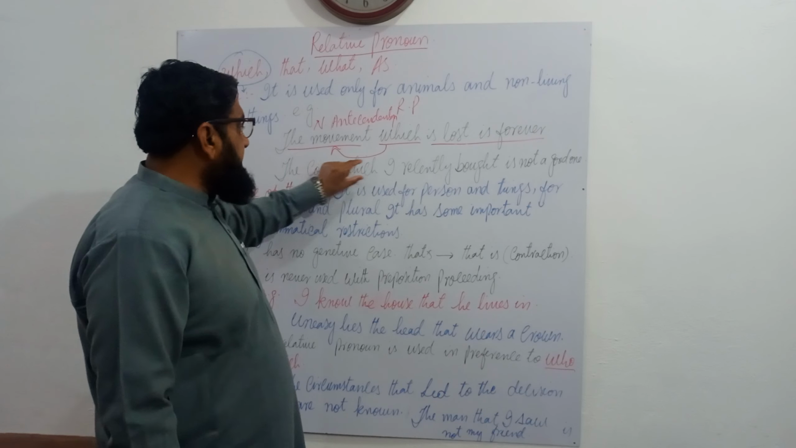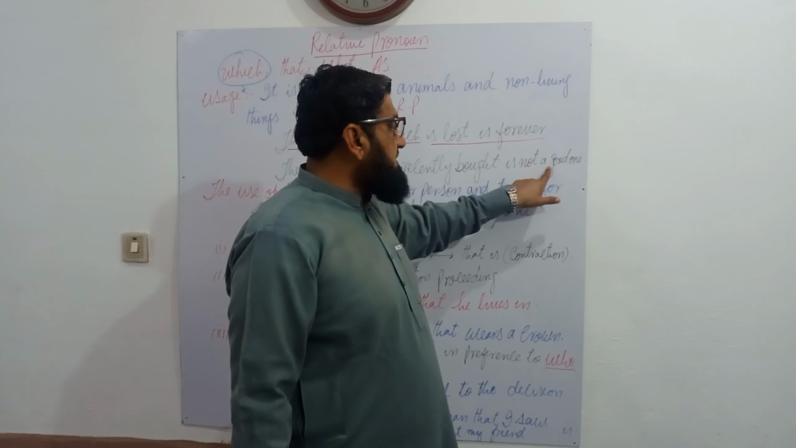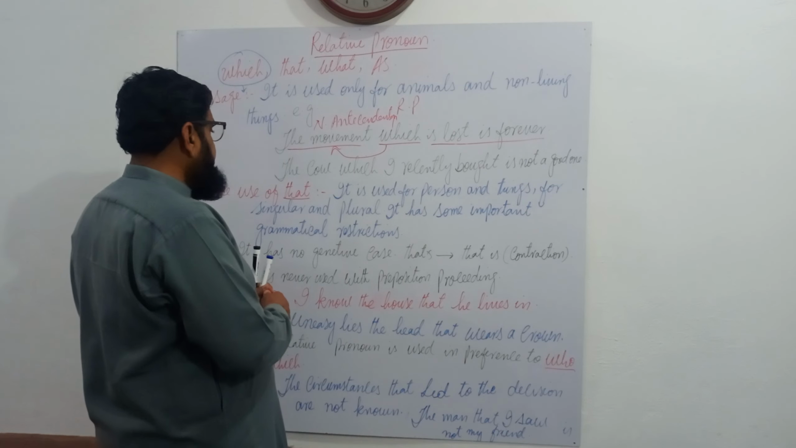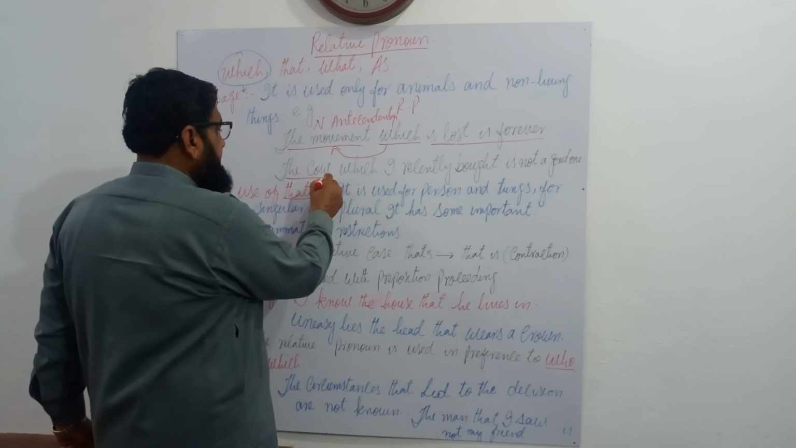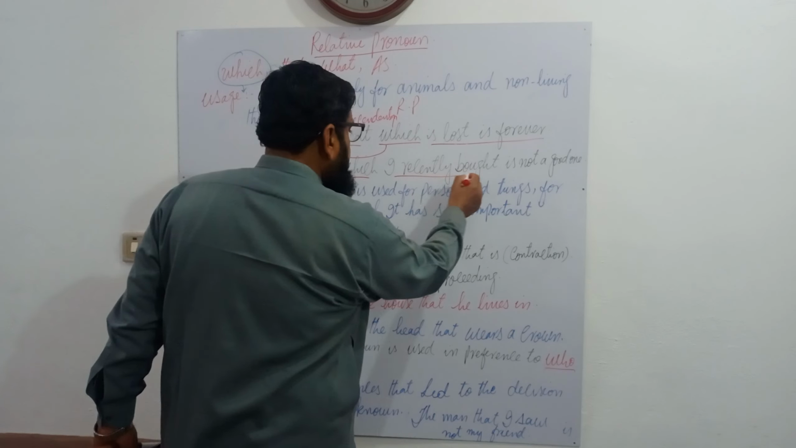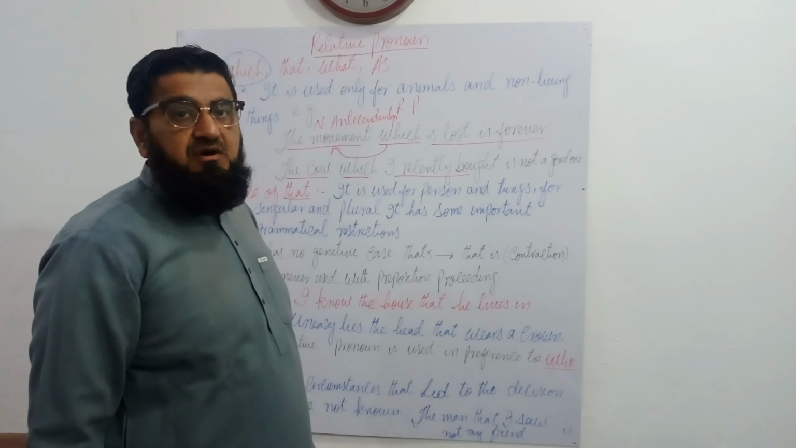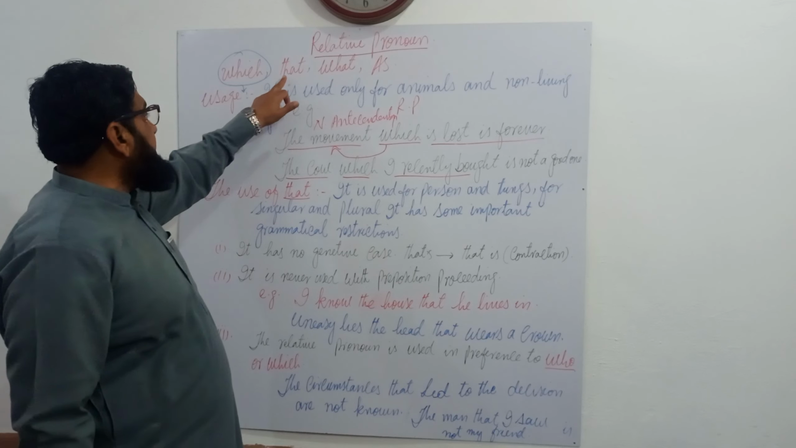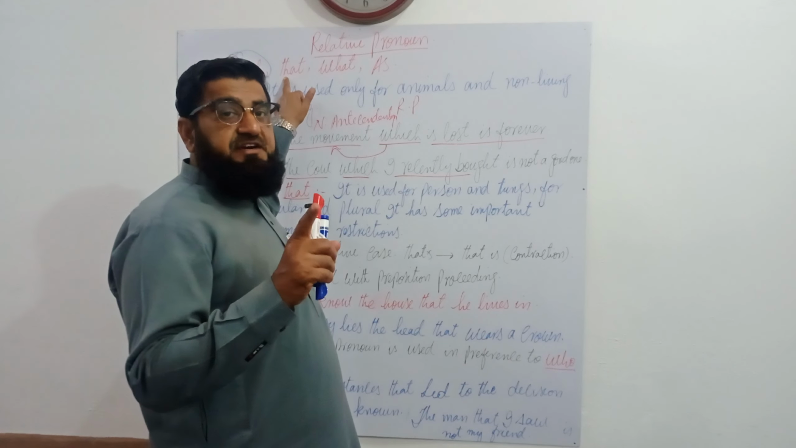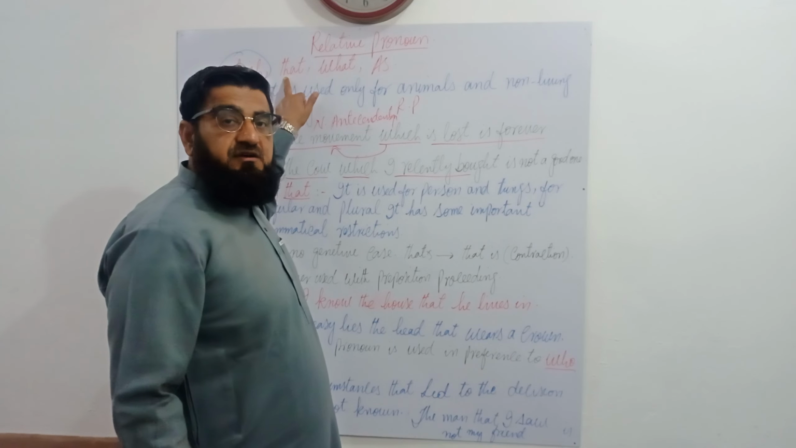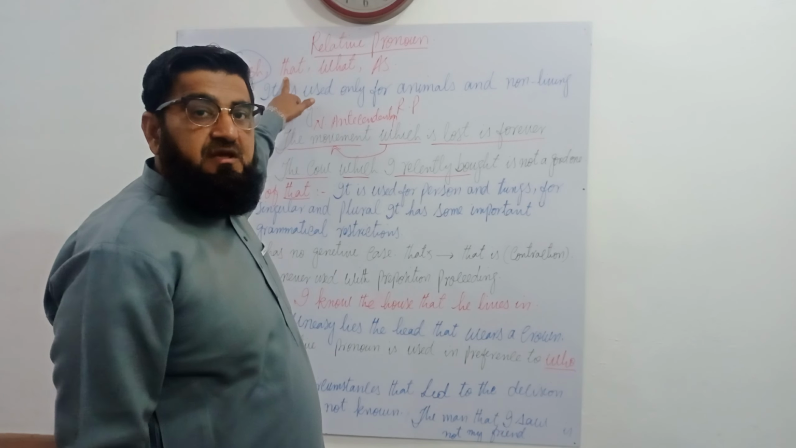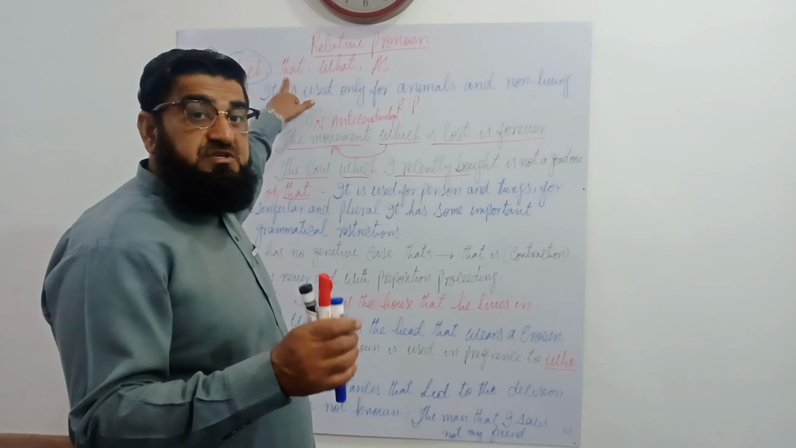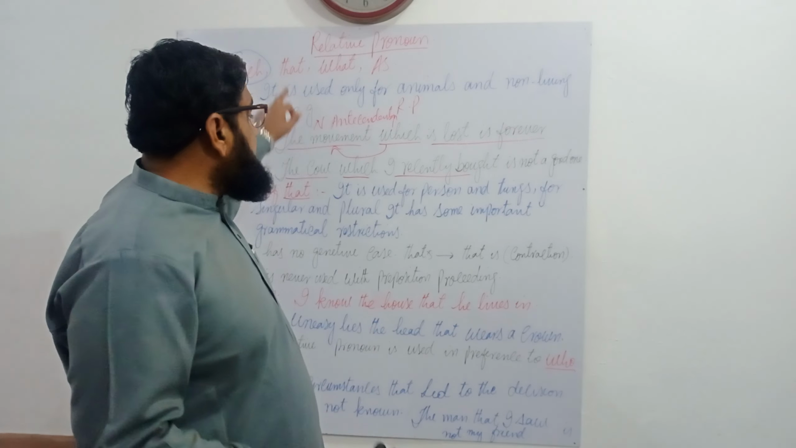The cow which I recently bought is not a good one. The cow is the noun, which is the relative pronoun, and I recently bought is the relative clause. Now we are going towards another one, that. The usage of that is very important, and very difficult as well. It contains various grammatical restrictions, so be attentive towards the use of that.